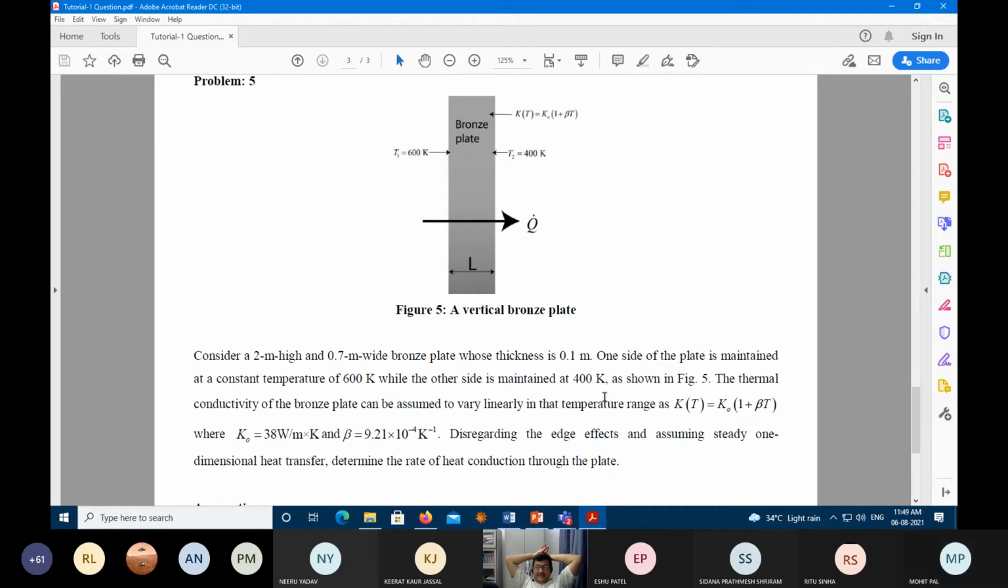Negative. So final is small, initial is high. Like in fluid mechanics, it's a negative pressure gradient that makes the fluid flow. In the case of heat conduction, it is the negative temperature gradient that makes the energy flow.